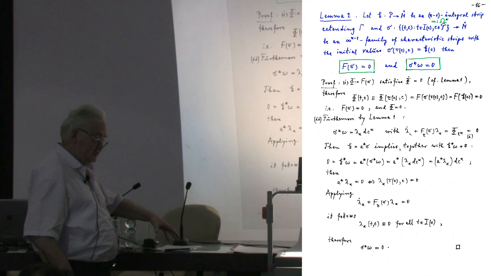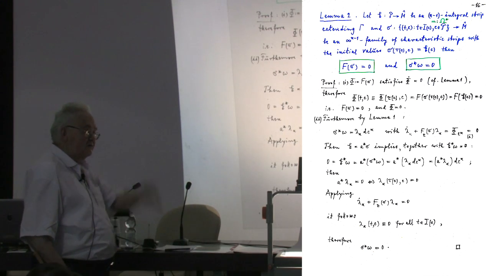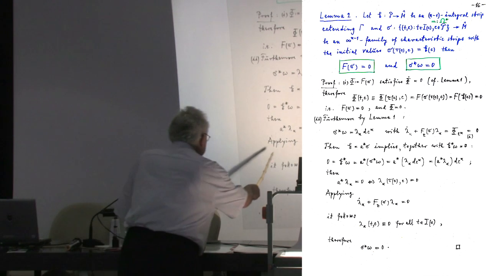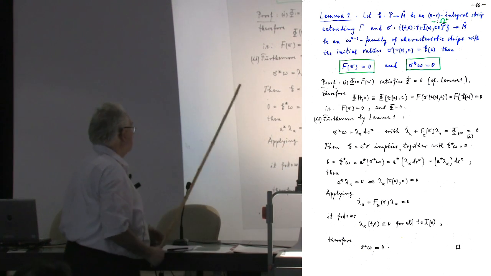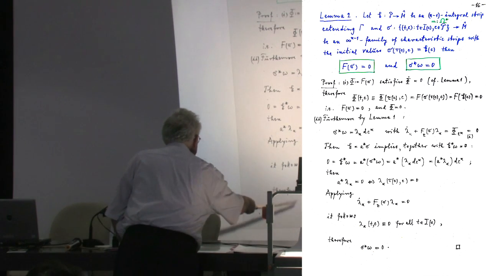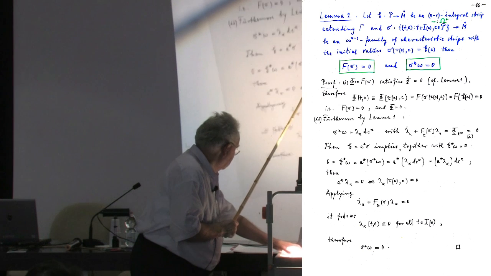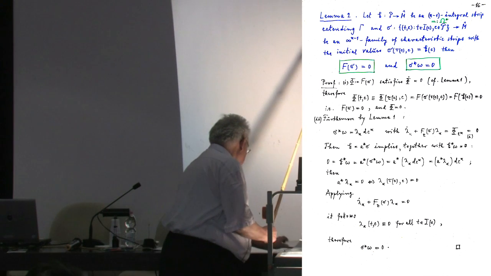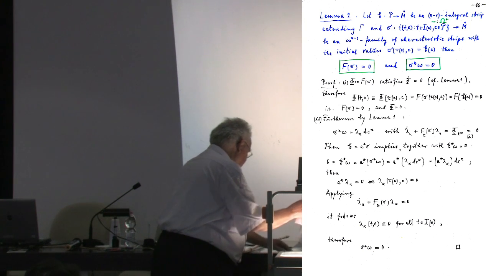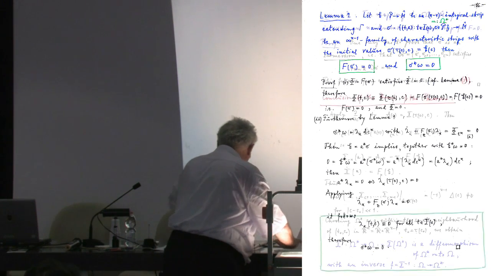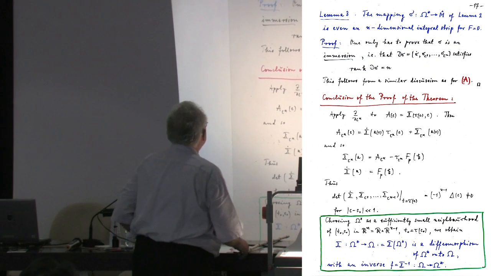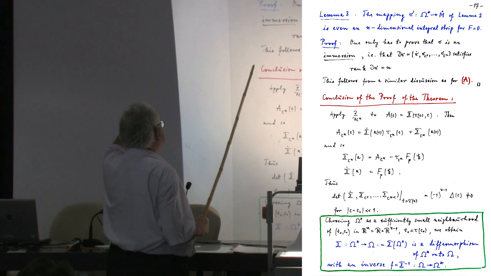You have a linear equation, and it's a uniqueness argument: if you have the trivial solution, then the initial values are zero, then it must be zero altogether. And that gives this, and therefore the pullback is zero. Well, and then we get to the end. Now we have first to show that this thing is a strip.